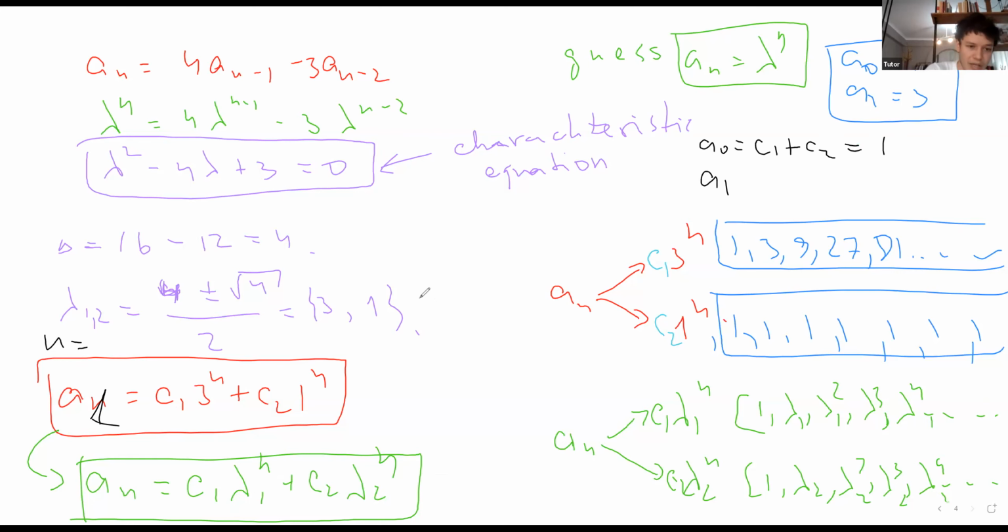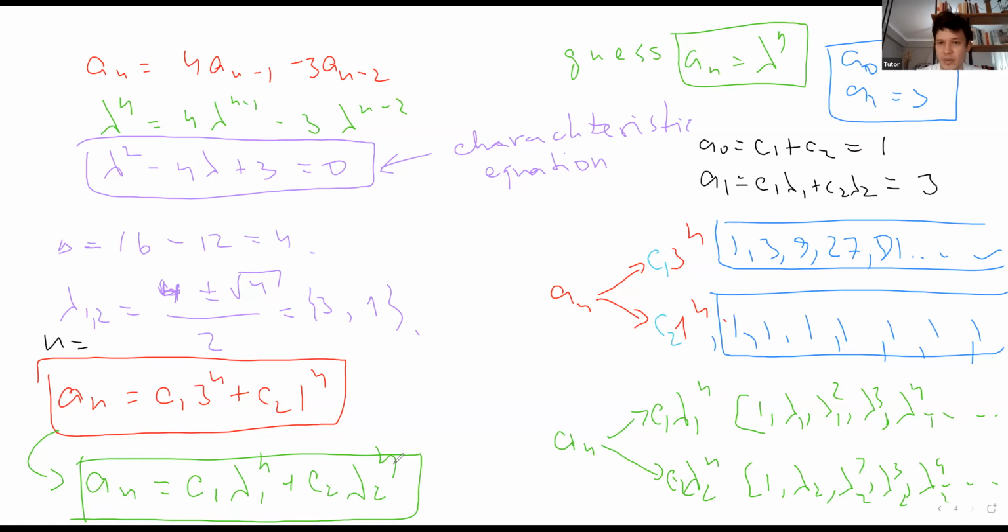Well, just plug in 1 here, 1 here, and 1 here. So if I plug in n equals 1, what do I get? I get that a1 is going to be equal to C1 lambda 1 plus C2 lambda 2, right? So if I want a1, it's going to be C1 lambda 1 plus C2 lambda 2. And this is equal to what?